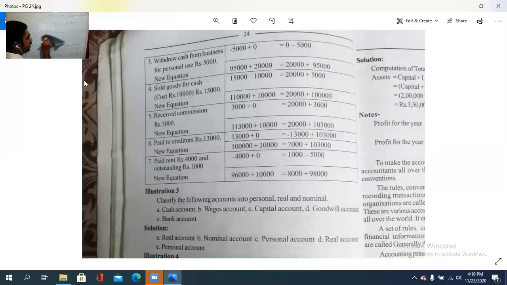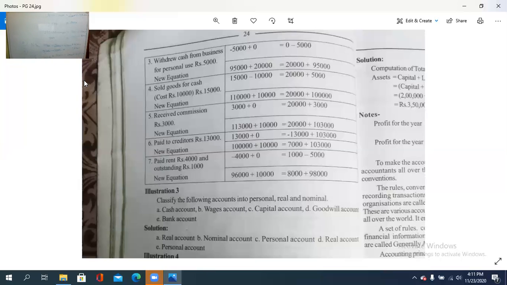And finally, what is there? Paid rent rupees 4,000 and outstanding rupees 1,000. So how much will cash decrease? Paid 4,000. Okay. Then creditors, that is rent outstanding. So that is to be added here, the difference. Okay, minus 5,000 is what?